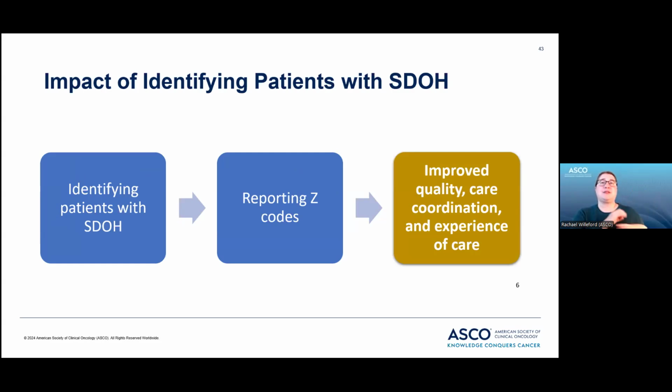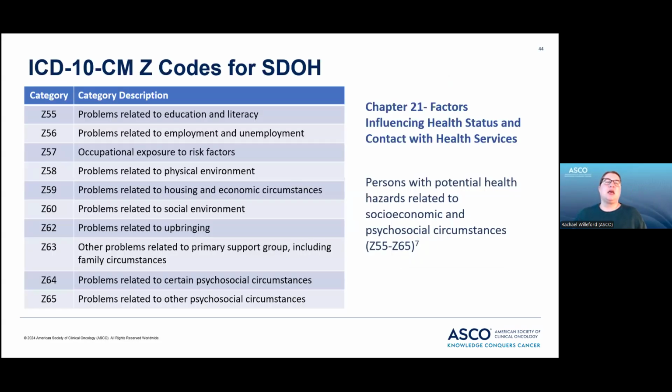By reporting the Z codes and identifying patients with social determinants of health, this hopefully will lead to improved quality of care, improved care coordination, as well as an improved experience of care. If a patient is identified as having social determinants of health, then what? Well, we need to connect those social determinants of health to a Z code. There are 10 categories of Z codes currently related to social determinants of health, which may relate to things like health literacy, transportation, housing insecurities, food insecurities, and more.